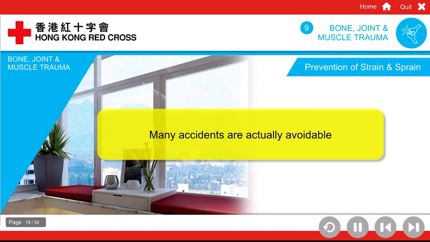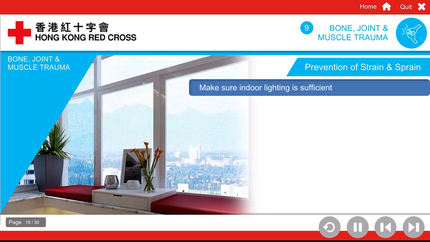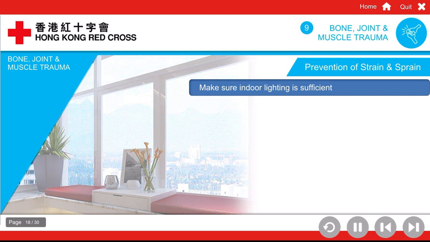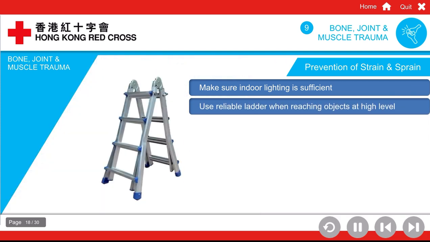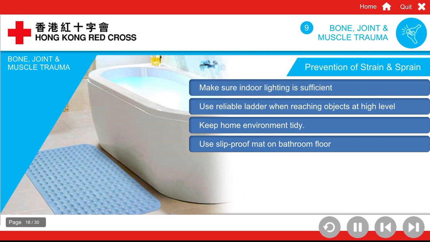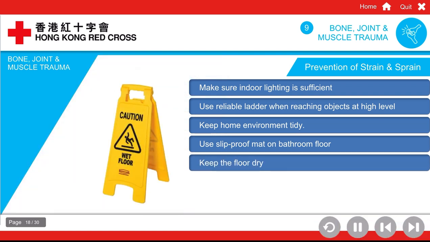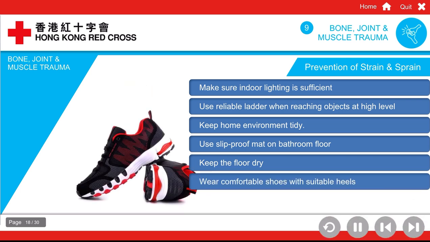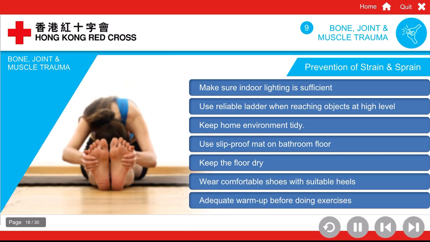Many accidents are actually avoidable. To prevent sprains and muscle strains, maintain sufficient lighting at home. When you reach objects at high level, use a reliable ladder. Keep your home neat and tidy. Use slip-proof mat on bathroom floor. Keep the floor dry and wear comfortable shoes with suitable heels. Do adequate warm-up exercise before sports. All these measures can help lower your risk of injury.